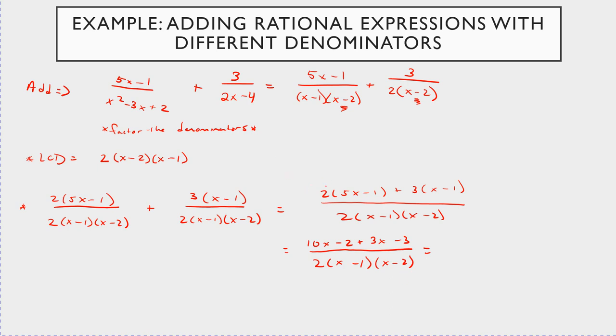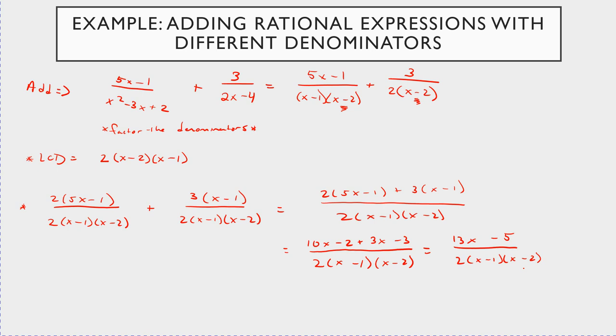Well, let's clean this up. 10x plus 3x gets me 13x. Minus 2 minus 3 gets me minus 5. All over 2 times x minus 1, x minus 2. All right, so we got it. We had to just build that LCD there.